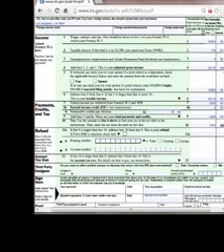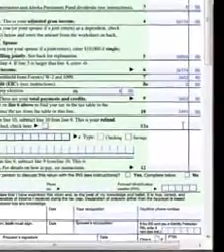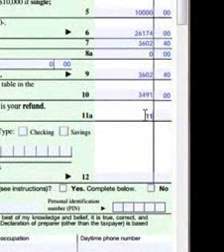So when we look at lines 9 and 10, we see that line 9 is larger, so Jose is getting a refund. When we do the subtraction of our numbers, we find that Jose is getting a refund of $111.40. So we are going to enter that on line 11A.